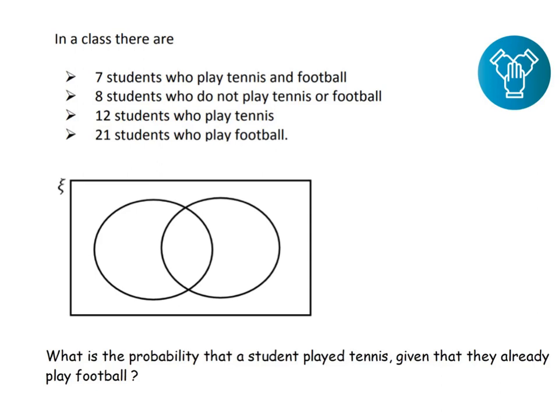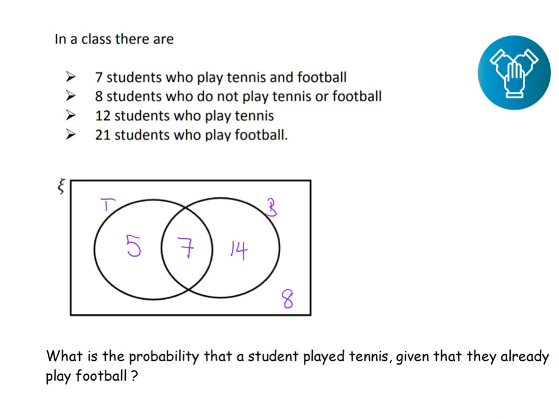So let's start by reading through and putting the numbers where we can, and then hopefully we can solve that and complete the diagram. So 7 students who play tennis and football is going to go in the middle. 8 do not play tennis or football is going to go on the outside. We need to make sure we've labelled. 12 people play tennis, so that's going to give me 5. And then 21 is going to be playing football, so that's going to give me 14.